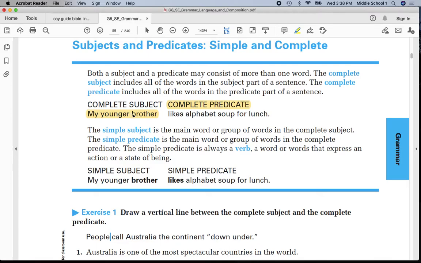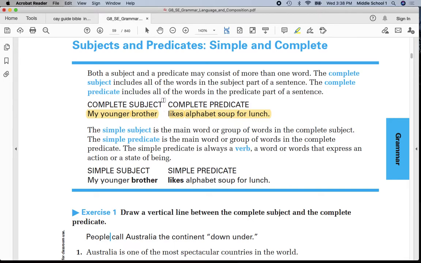What's the difference between these two parts? This contains a subject. What is the subject? It's brother. This contains a predicate. Likes. Brother likes. My younger brother: all the words that go along with brother. Likes alphabet soup for lunch: all of the words that go along with likes. Complete predicate, complete subject.